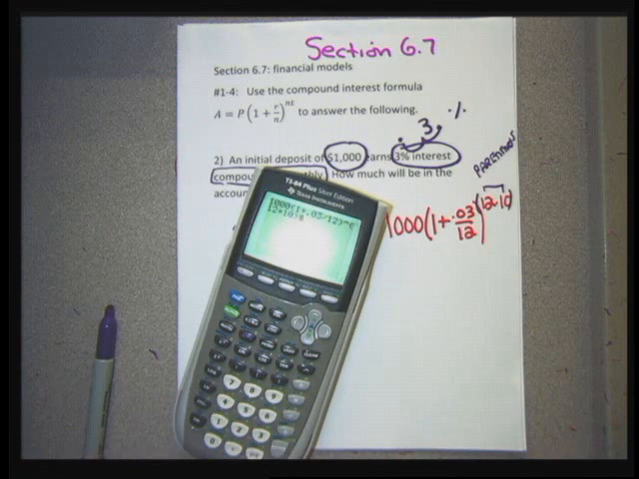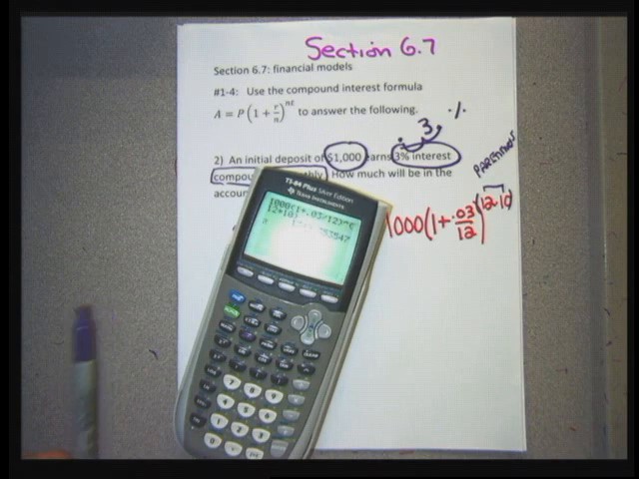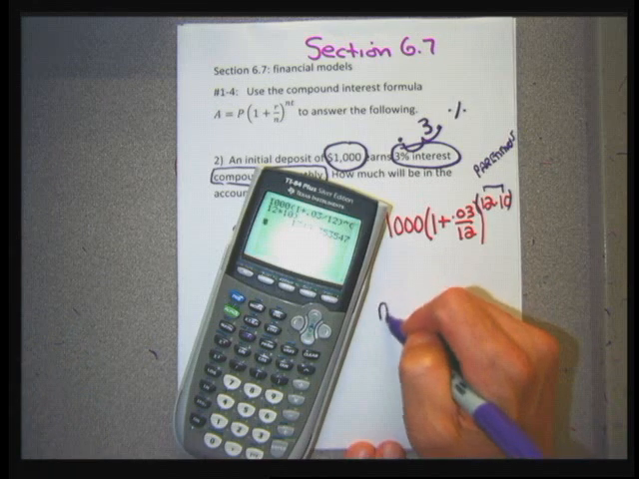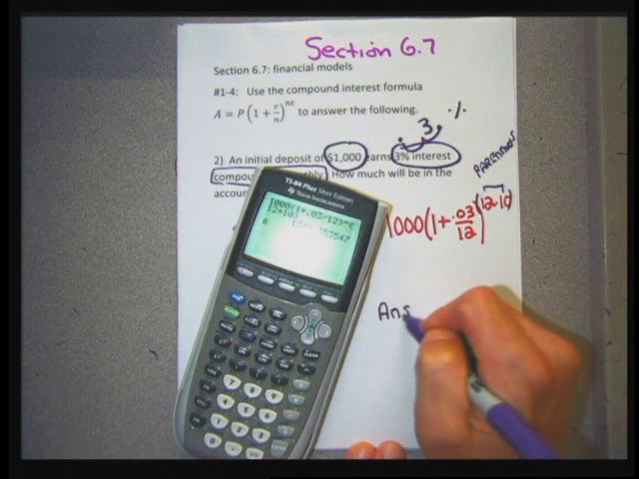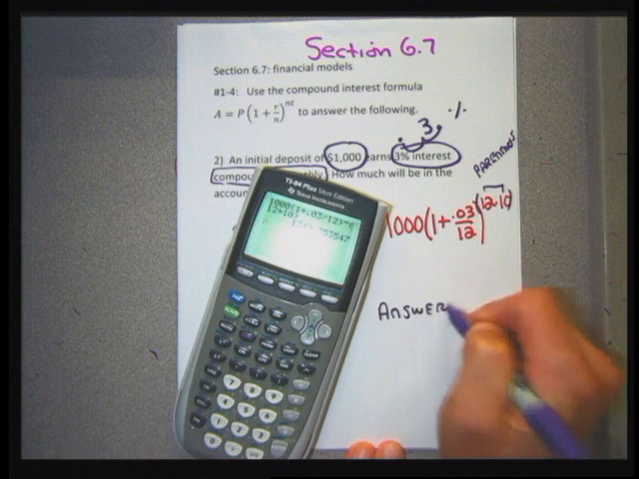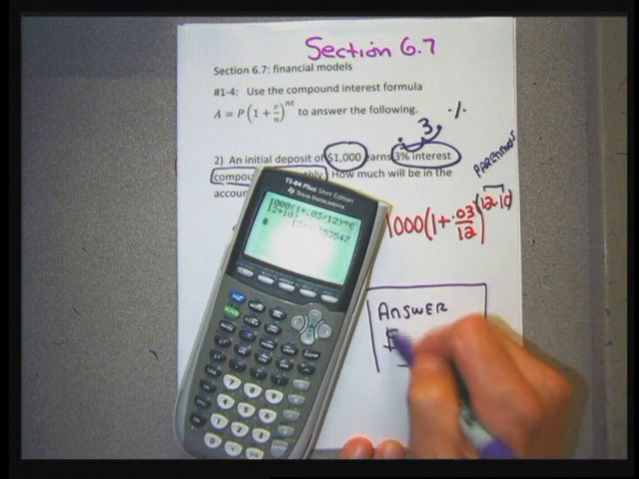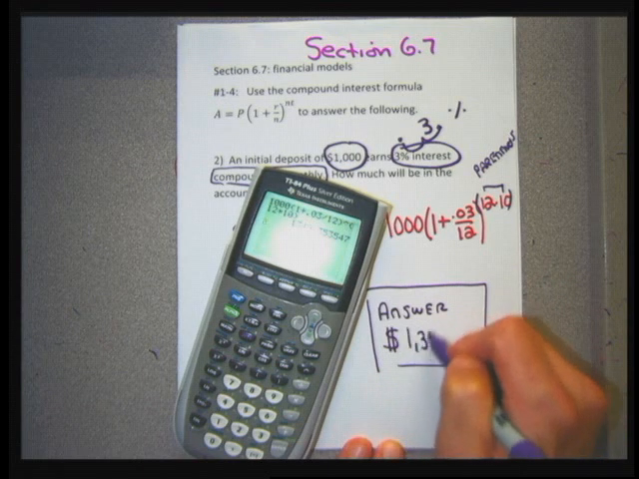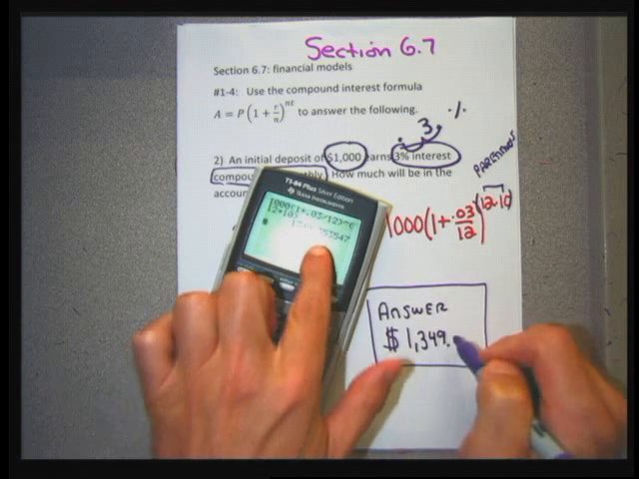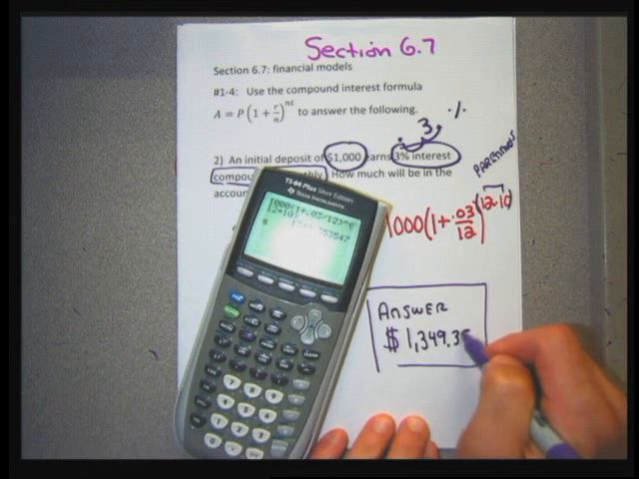parentheses 1 plus 0.03 divided by 12, up arrow, parentheses 12 times 10. And when I hit enter, this is going to give me a dollar amount. It's probably going to give me more than 2 decimals, but because I'm dealing with money, it's implied that I need to round to 2 decimals. So I'm going to say in 10 years, that $1,000 is going to grow to $1,349.35. So the answer to problem 2, I'm just going to put a dollar sign and write $1,349, rounding the 35.3 cents to 35 cents.